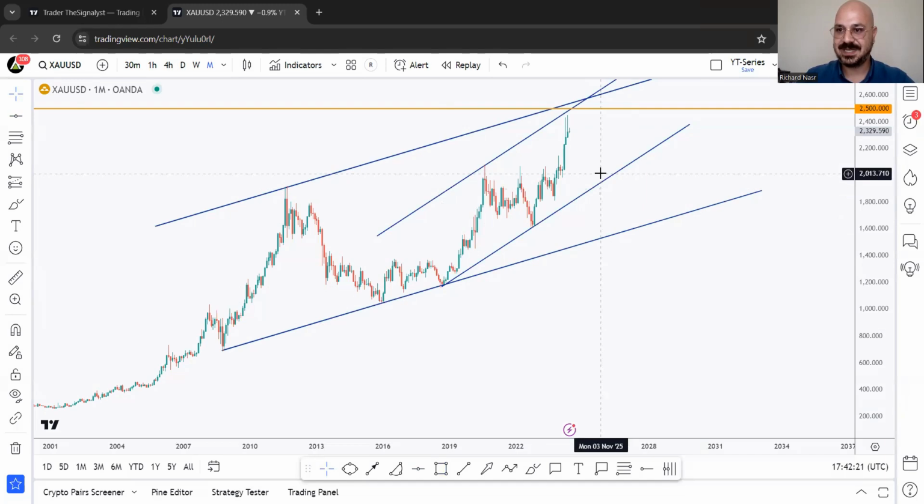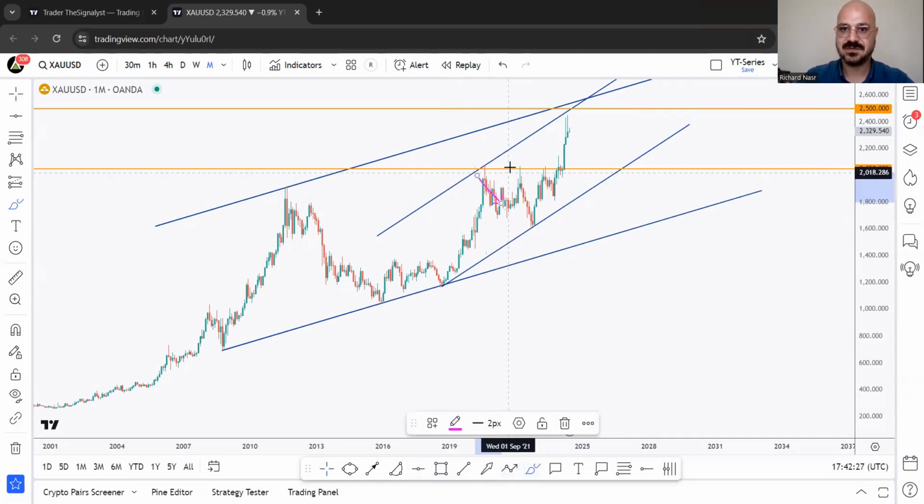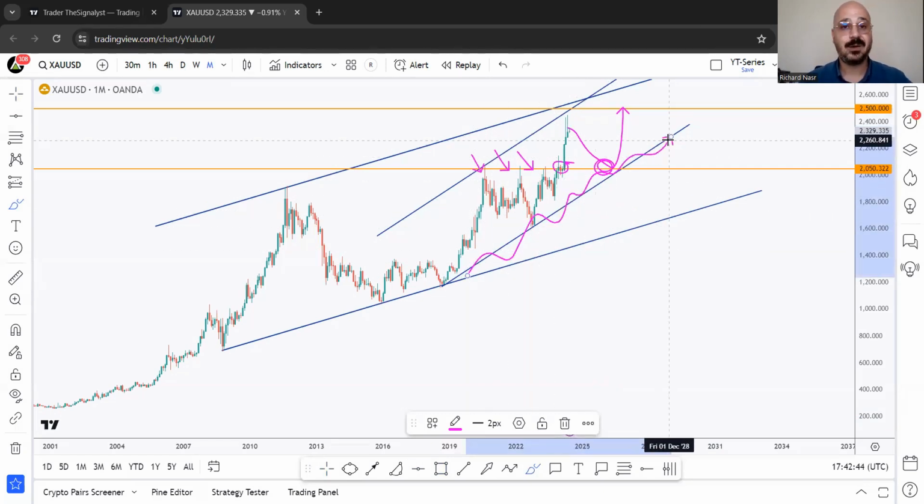The 2000, or the 2K, was right there, which makes total sense. We've got multiple rejections from here before finally the bulls took over by breaking above it, which is also lining up with these previous highs, lining up with this demand zone. So the 2K is a massive zone to be looking for a trend following buy, also intersecting with the lower trend line. That's how you make sense.